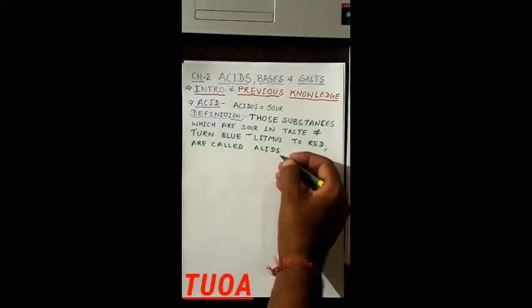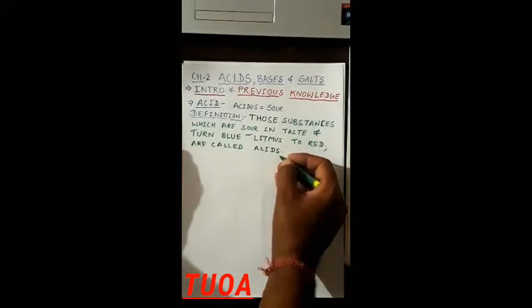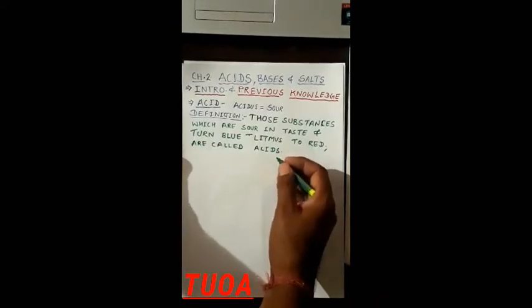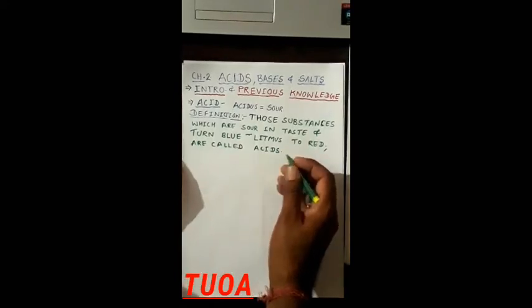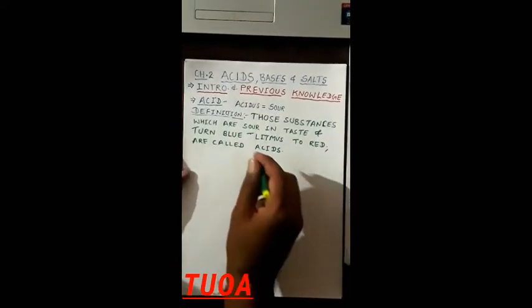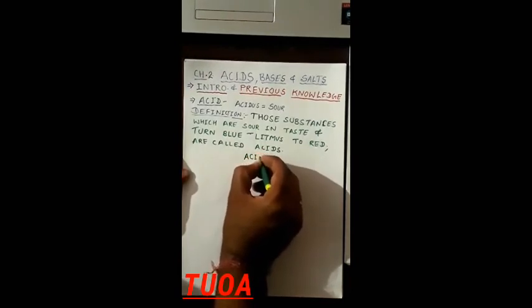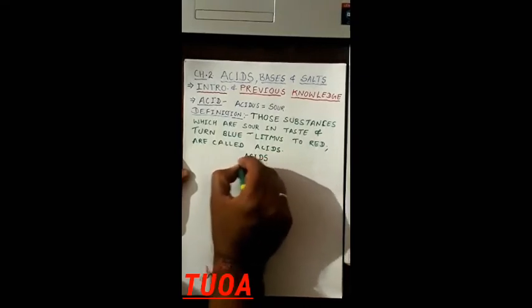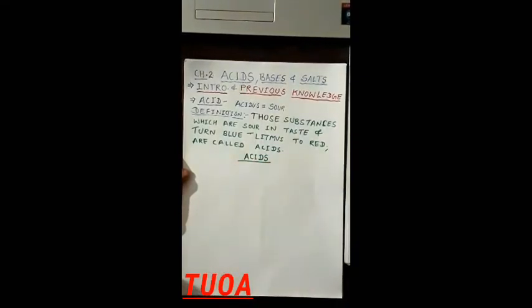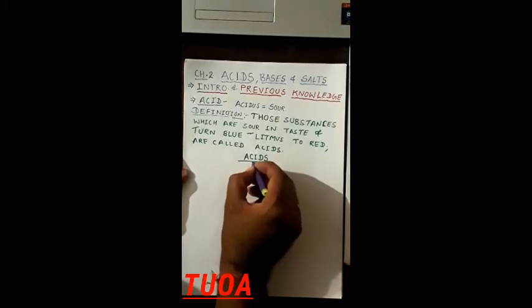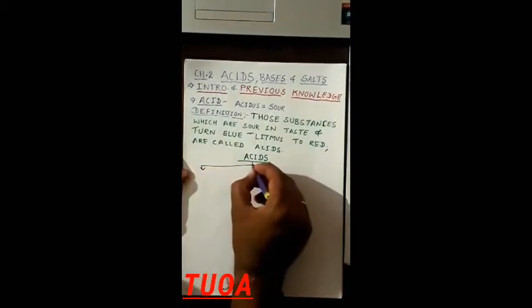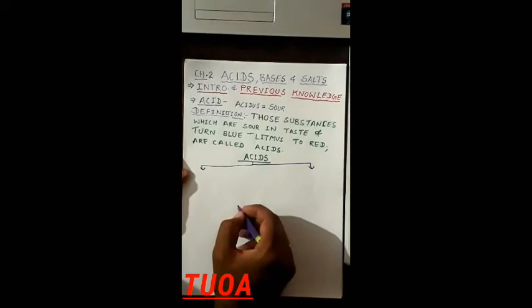In this definition, there are two important things. The first important thing is that these substances are sour in taste, means if we taste them, they are sour. And the second important thing is the change in the color of the litmus paper. Acids turn the blue litmus paper into red. That is the important feature or characteristic of any acid.